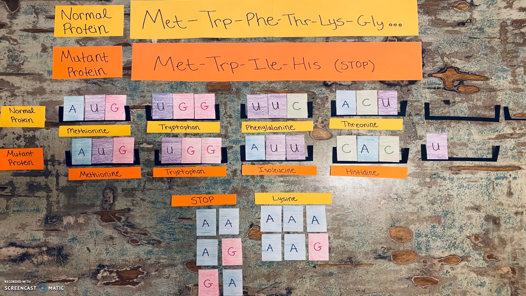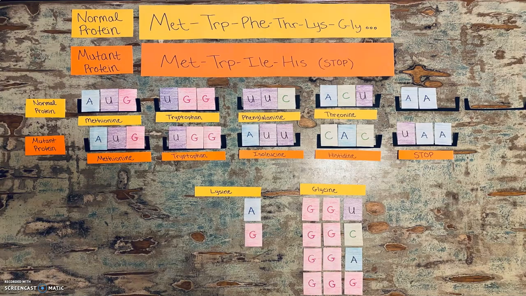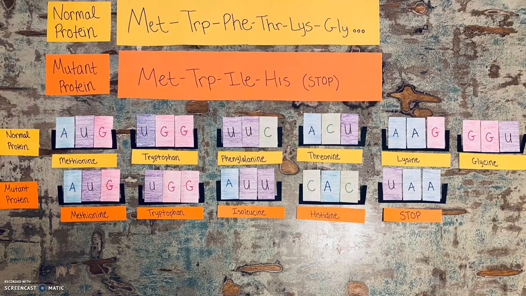Both of the codon possibilities for lysine begin with AA, which gives us UAA as the stop sequence that determines the mutant protein. The third base of the lysine codon and the codon for glycine cannot be determined from the mutant protein as it has terminated, so we will just add any of the possible correct codons. And there you have it. We have worked through the problem using the normal and mutant amino acid sequences in order to determine the mRNA sequences of both proteins.